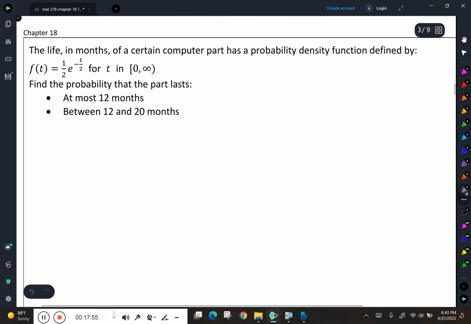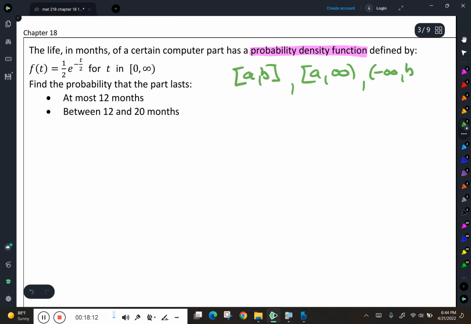In fact, probability density functions can have intervals that go from a fixed number to a fixed number. They could have intervals that go from a fixed number to infinity. They could have intervals that go from negative infinity to a fixed number, or they could have intervals that go from negative infinity to positive infinity. It just really depends on what the variable is and what the variable means. In some situations, negatives won't make sense. In some situations, negatives will make sense. There's no rule that says it can or it can't be.